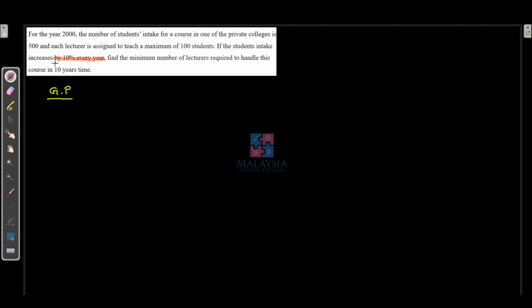So when they say increases by 10% every year, your R is going to be 100 plus 10% divided by 100. So that is going to be 1.1. As simple as that.